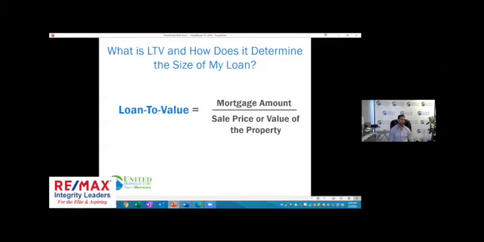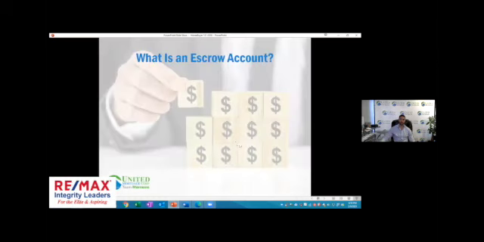So same thing, if you put $5,000 down, which would be 5% on a $100,000 house, you're at 95 LTV, right? The higher the LTV, the more risky the loan. Also, the more likely you probably will not beat out other offers that have lower LTVs, right? LTV and down payment, inverse relationship. You have a 20% down payment, you have an 80 LTV loan, okay? So that's basically how that works.